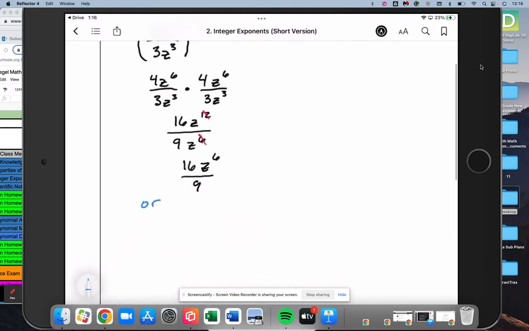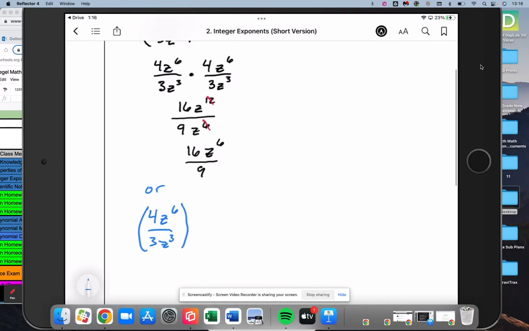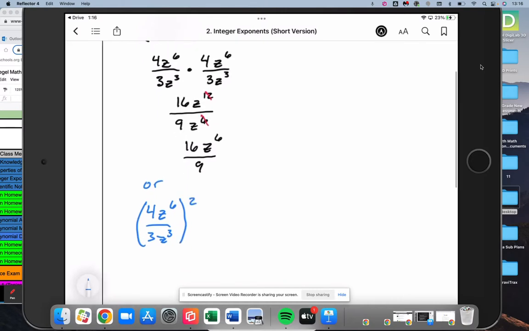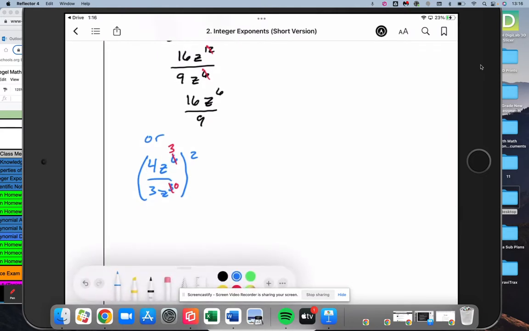So the alternative method would be to go 4z to the 6th over 3z to the power of 3. And again, you could cancel the z's right off the bat. We can go ahead and do that. We might as well. So that's going to leave 0 z's in the denominator, 3 z's in the numerator, and 4 to the power of 2, we're going to be doing kind of the shortcut method like we have in the past, where you take both of those to the power of 2.